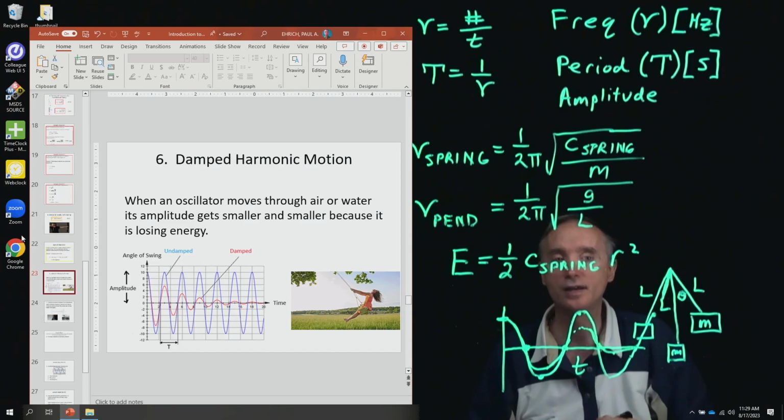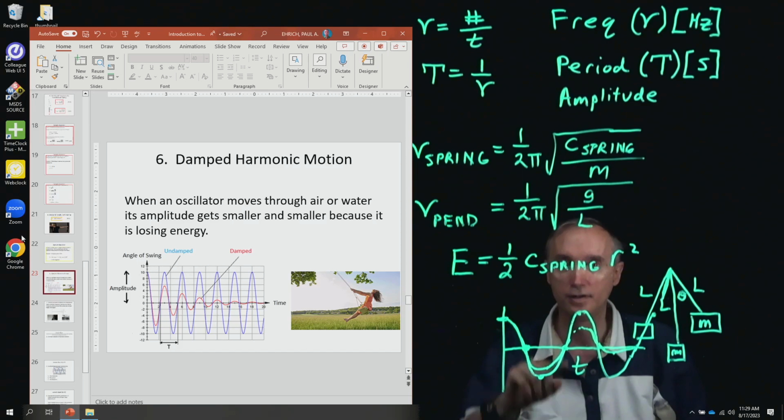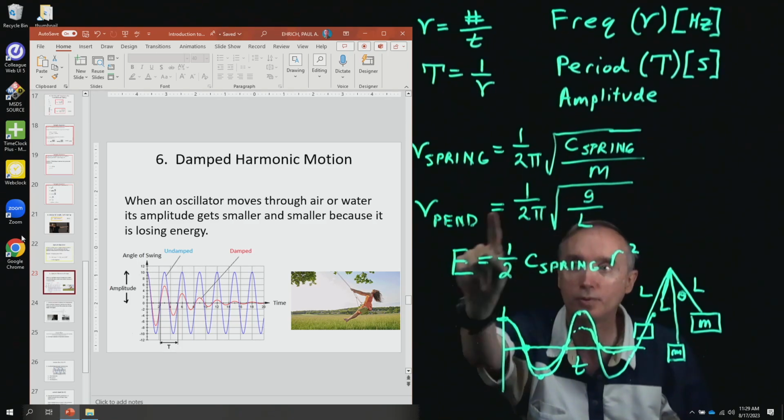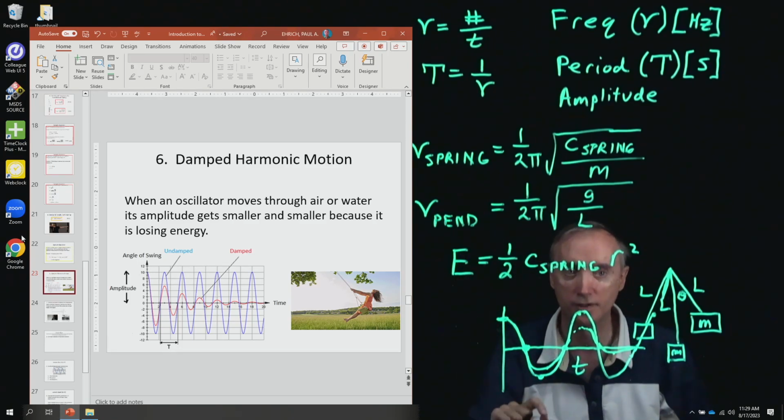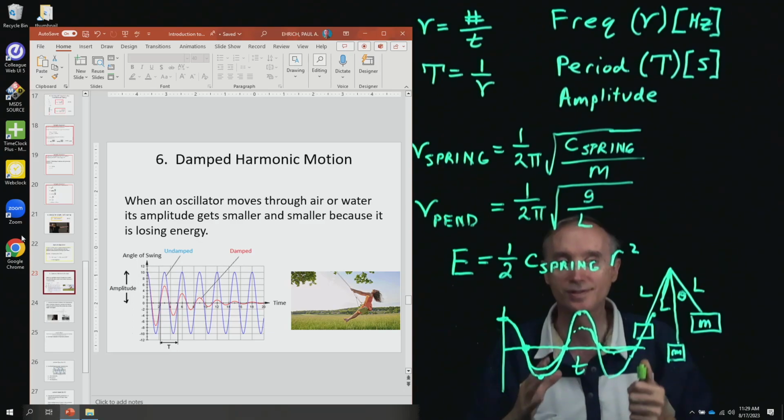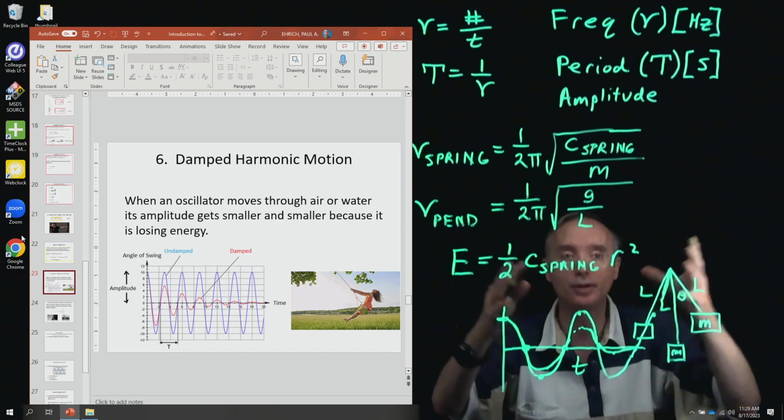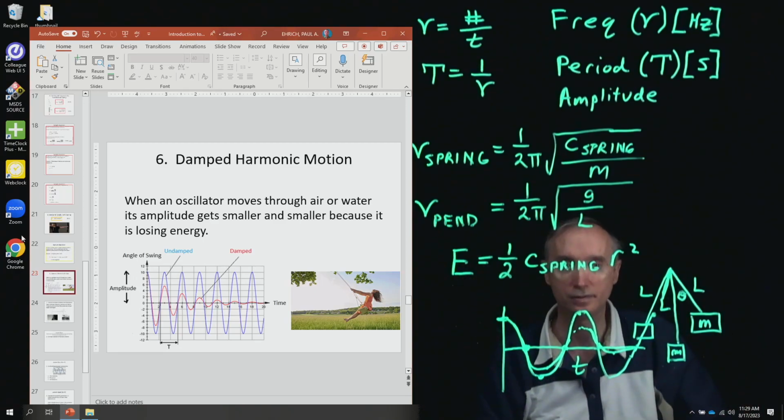Now, what did we say the amplitude was proportional to? The amplitude is proportional to the energy. So the energy of the system is getting smaller and smaller. But energy has to be conserved. You can't create or destroy energy. So where's the energy going? It's escaping. It's being turned into heat.